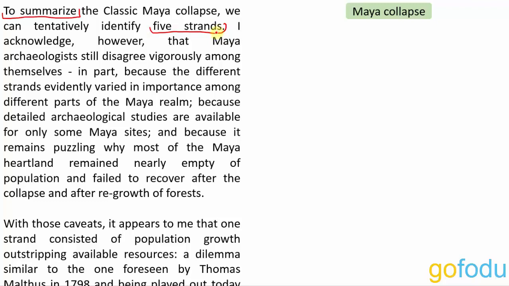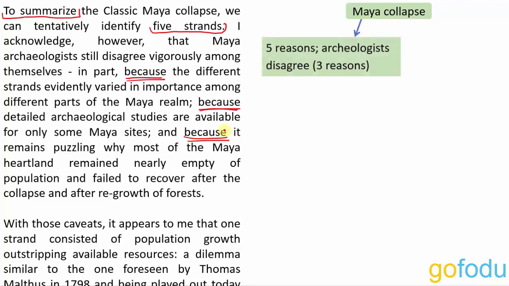Why is there disagreement? The author has cited 3 reasons after "because". These are the 3 "because" giving 3 reasons. So in the flowchart, we will move below the hierarchy, making the second block: 5 reasons for Maya collapse, archaeologists disagree, and there are 3 reasons for disagreement. Let's read the second para.